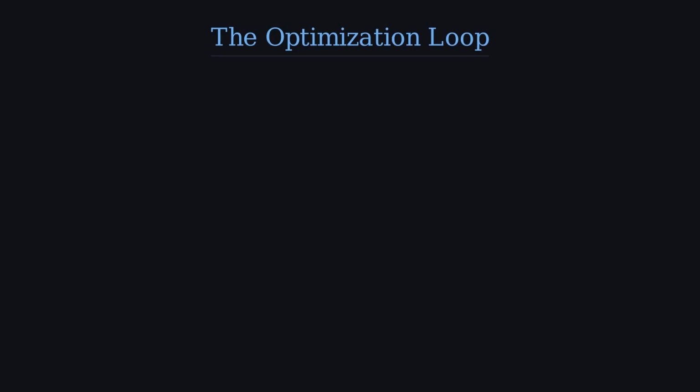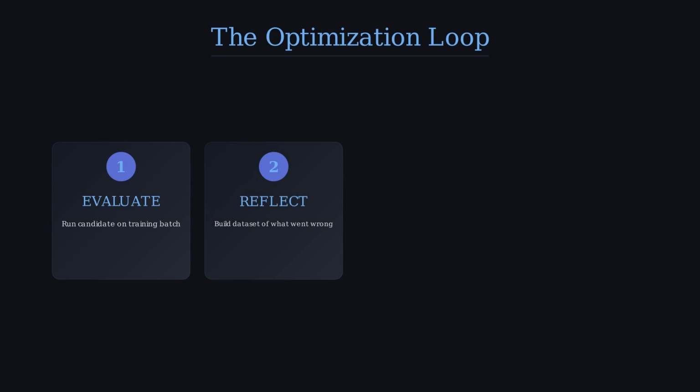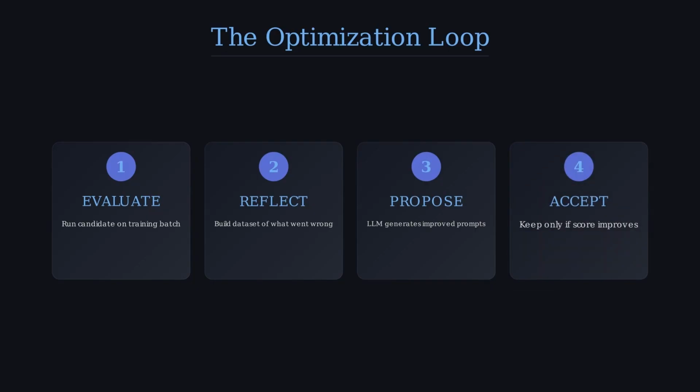Here's how the optimization loop works under the hood. First, GEPA evaluates the current candidate on a training batch and generates scores. Then it reflects, building a dataset of what went wrong. Next, an LLM proposes improved prompts based on failure analysis. Finally, the new candidate is compared against the old one on a subsample, and only accepted if it actually improves things. This cycle repeats until convergence.